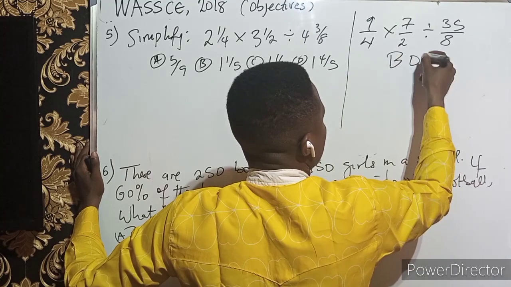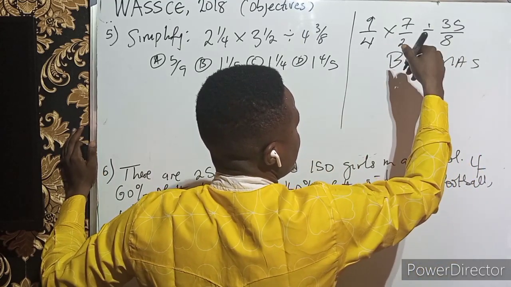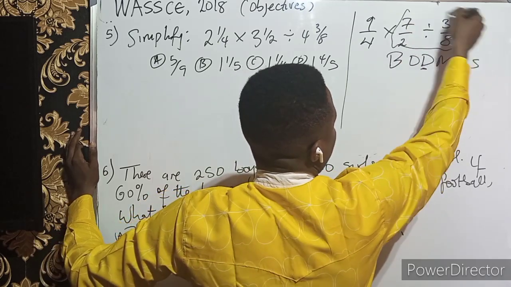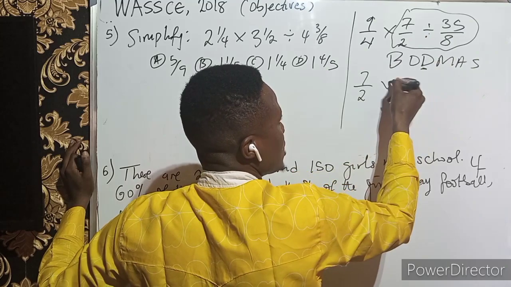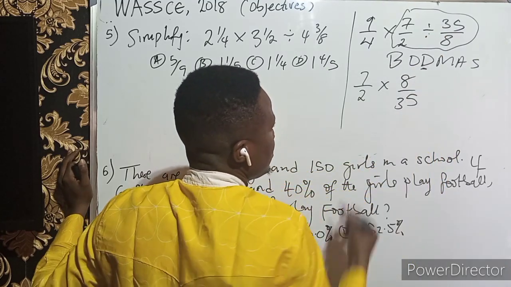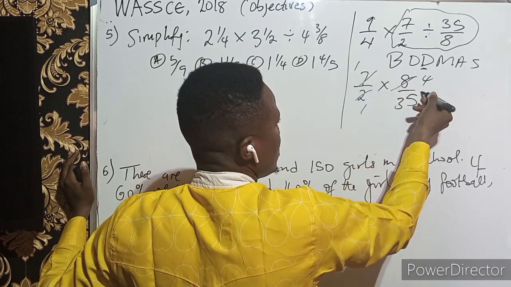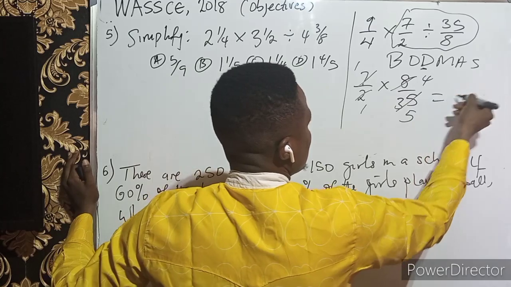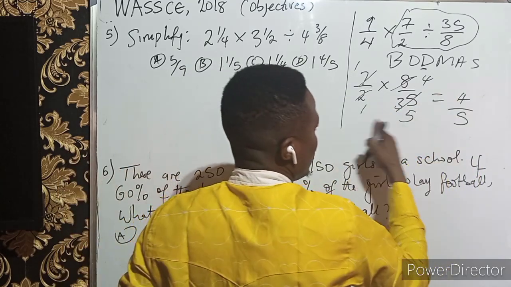You can apply both multiplication and division first before the others. So let us divide this after we multiply. This is now 7 over 2. You change division to times and turn the next fraction upside down: 8 over 35. 2 here is 1, 2 here is 4. 7 here is 1, 7 here is 5. So we are left with 4 all over 5, because 1 times 4 is 4 and 1 times 5 is 5.